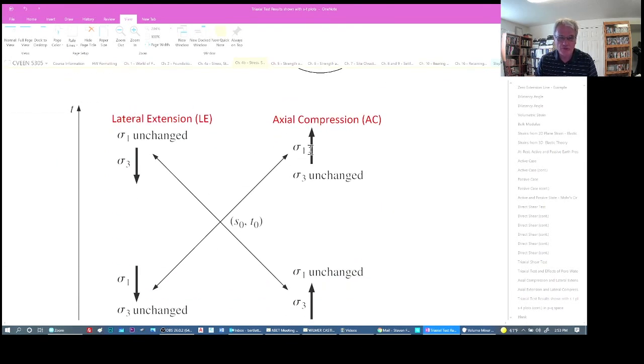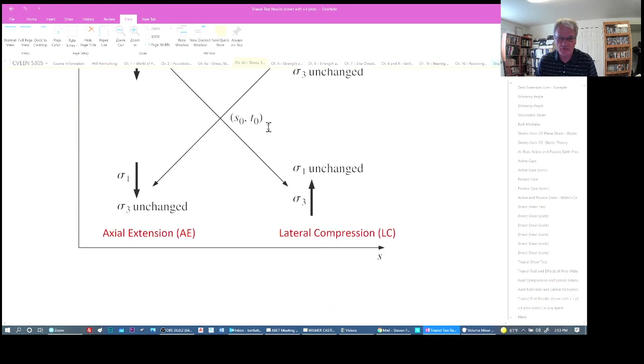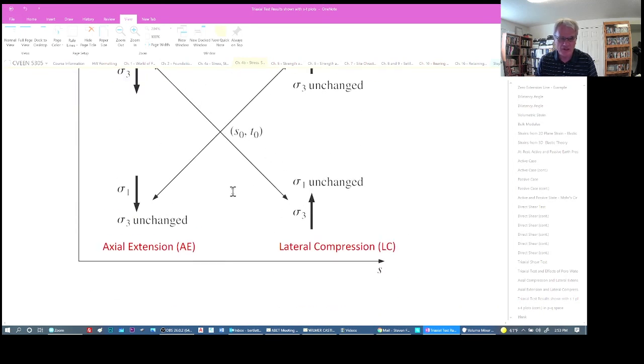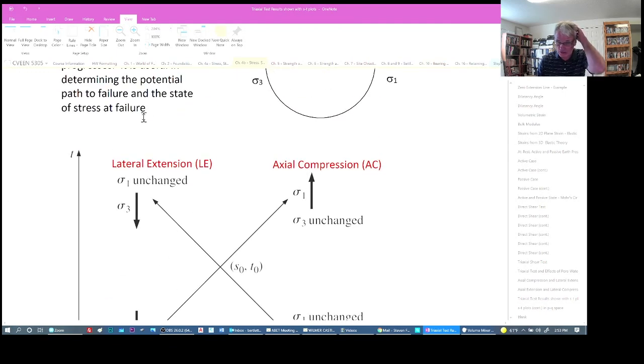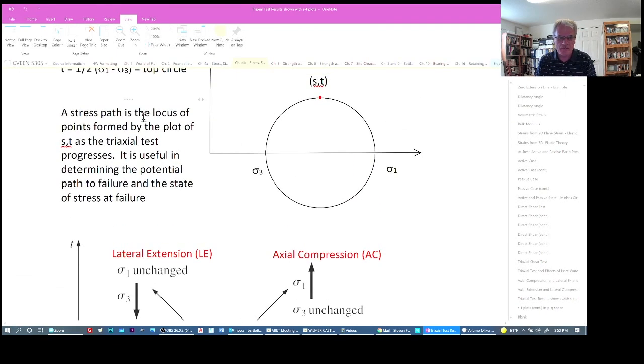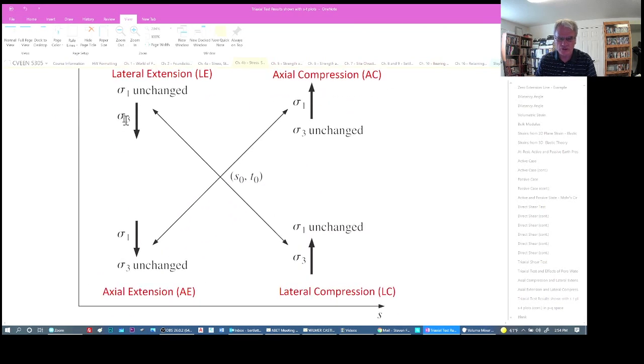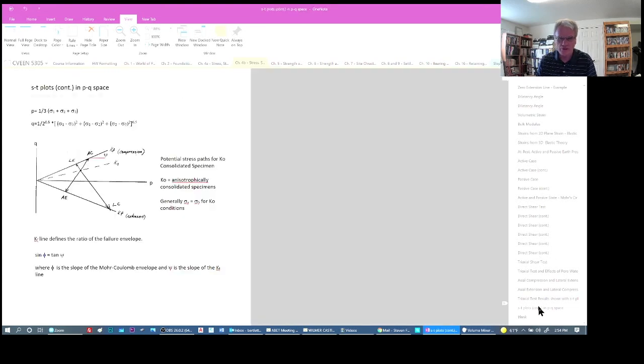So if it goes up and to the right, that's axial compression. If it goes down and to the left, that's lateral compression. If it goes down and to the right, that's axial extension. If it goes up and to the left, then that's lateral extension. So this is the same. We're just plotting again the tops of the Mohr circles on these T versus S plots. So it's just a change of our reference coordinates.